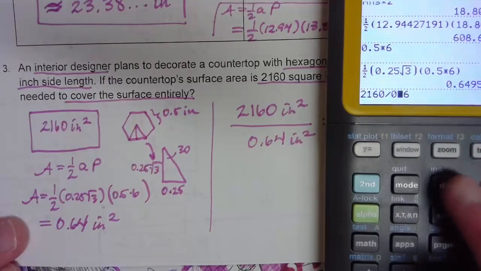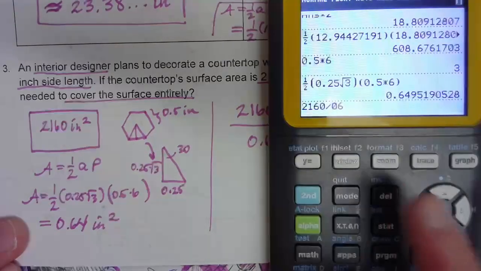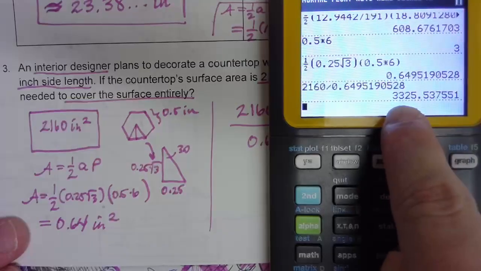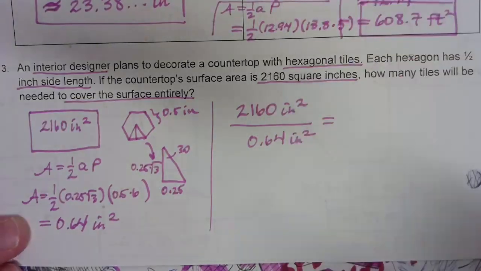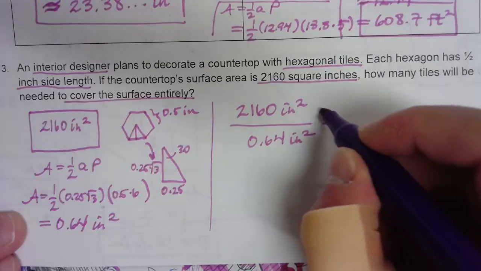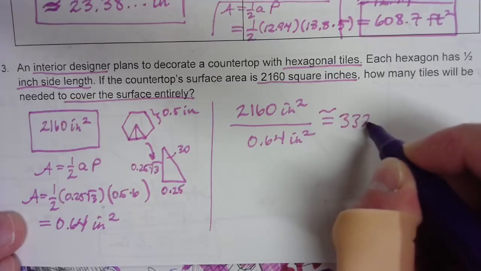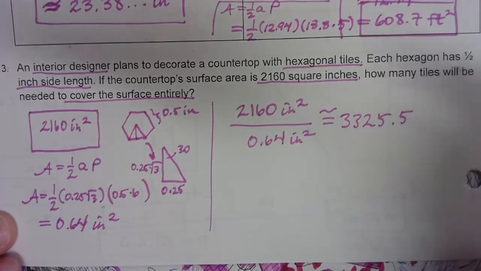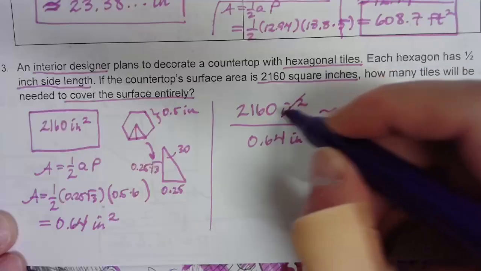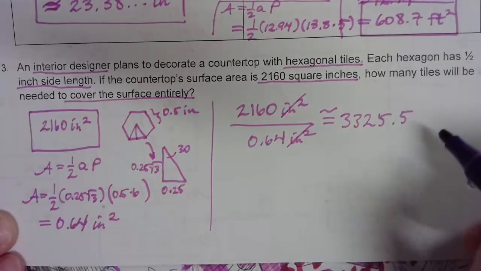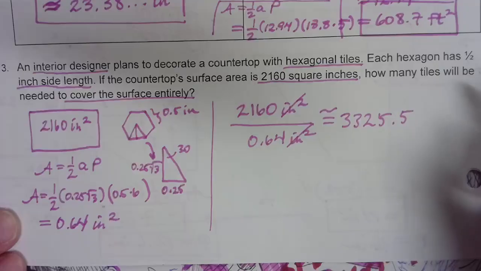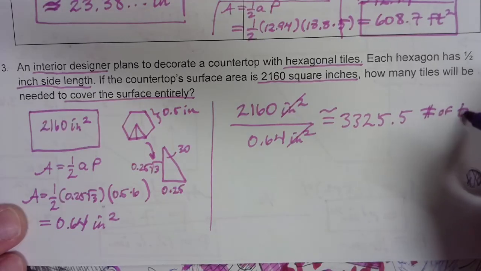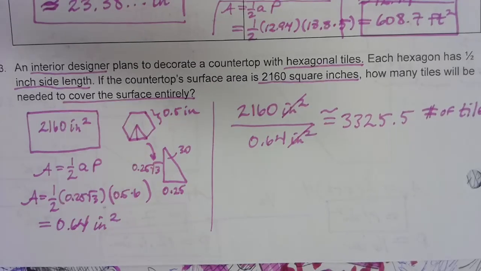And actually, what am I doing? I don't want to type in just 0.64, do I? I want to type in the whole number for full accuracy. So I'm going to arrow up and grab that whole number, and I get 3,325.5-ish. This is approximately 3,325.5. Interesting. Now notice what happens here. The units cancel. There is no unit to this number. This is like number of tiles, maybe, is the unit here. This is how many tiles you need.